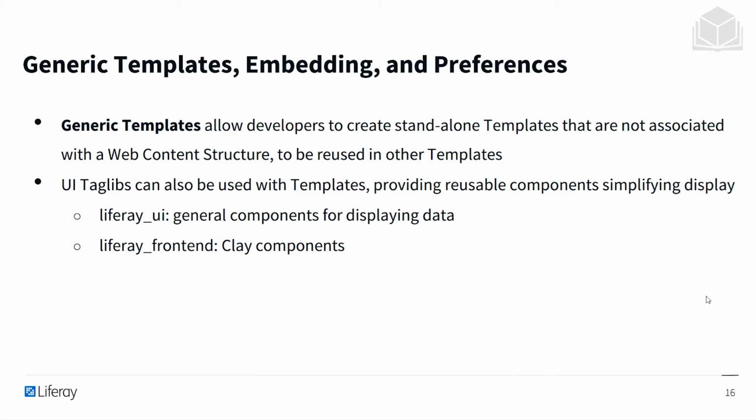So, generic templates, embedding and preferences. Generic templates allow developers to create standalone templates that aren't associated with a particular web content structure, to be reused in other templates. And so you might have a picture field that you want to display a certain way, and you might have magazine articles, magazine images, magazine cover pages, and so you might create a generic template for an image and be able to reuse that in all of those templates.